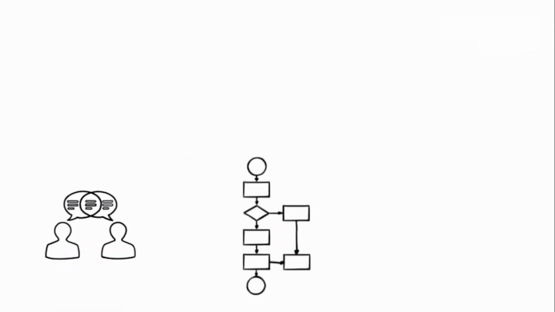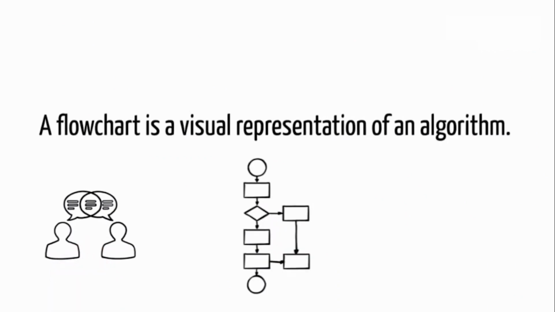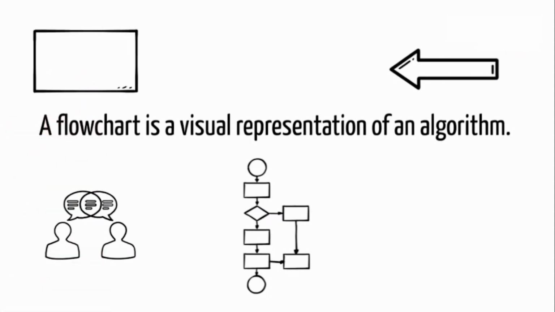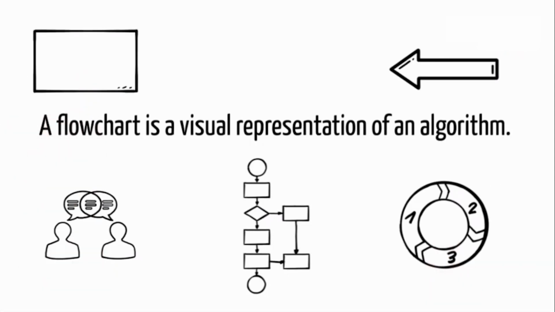Now, let's talk about flowcharts. A flowchart is a visual representation of an algorithm. It uses shapes and arrows to show the sequence of steps. Here is a brief description of the use of each flowchart shape.